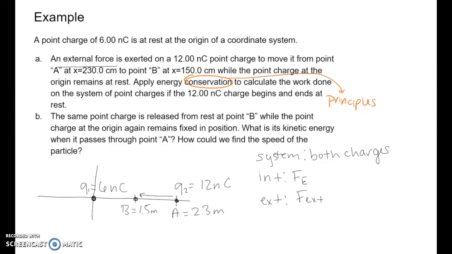Now, thinking about this, we're dealing with the electric force, and we're dealing with a short range distance here. So the electric force is going to be much, much larger than the gravitational force at this range. So our gravitational force is going to be negligible, so we're just not going to worry about it. So our internal force is the electric force, and external is going to be our external force. You can call it an applied force if you want. So in looking at this, this allows us to apply our work energy theorem.